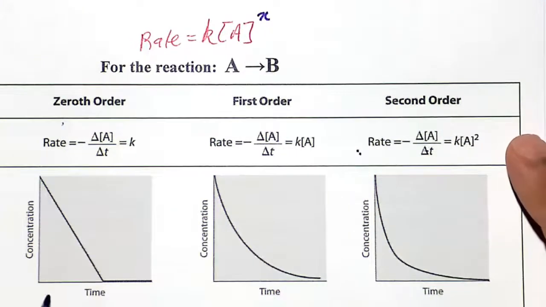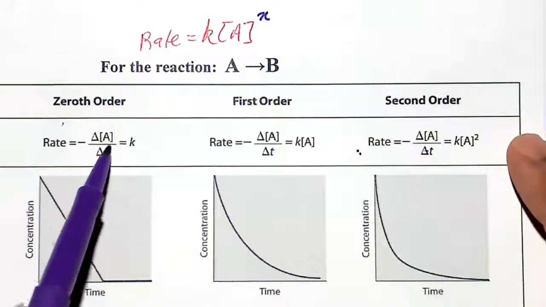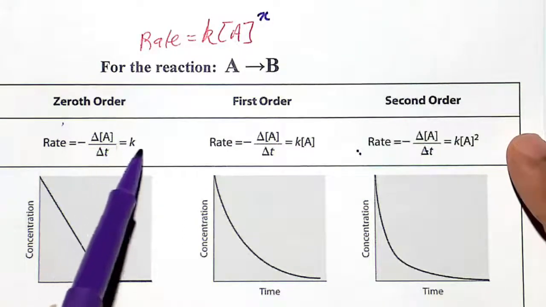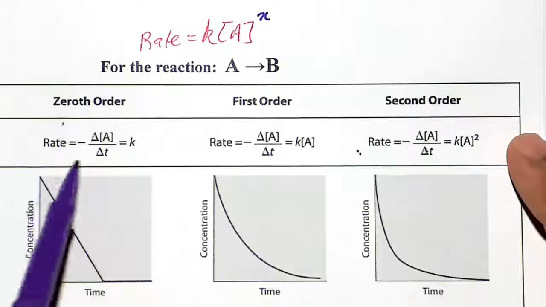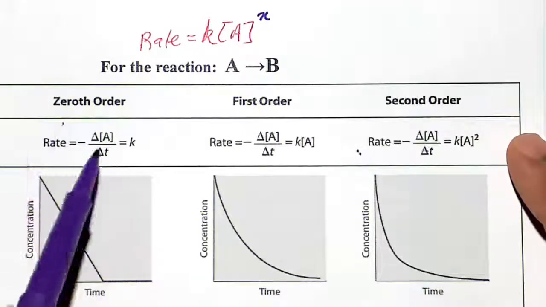Notice here the concentration over time. The concentration over time here is linear, which is a zero order reaction. So really it's independent of the initial starting material. Notice your rate law has no concentration of A expression here.